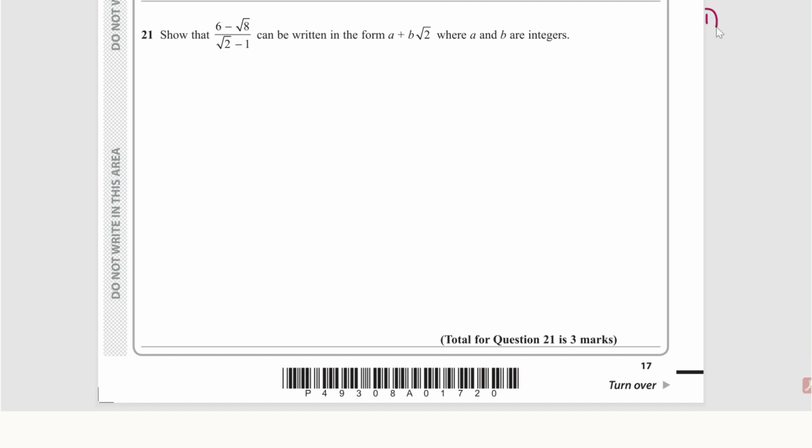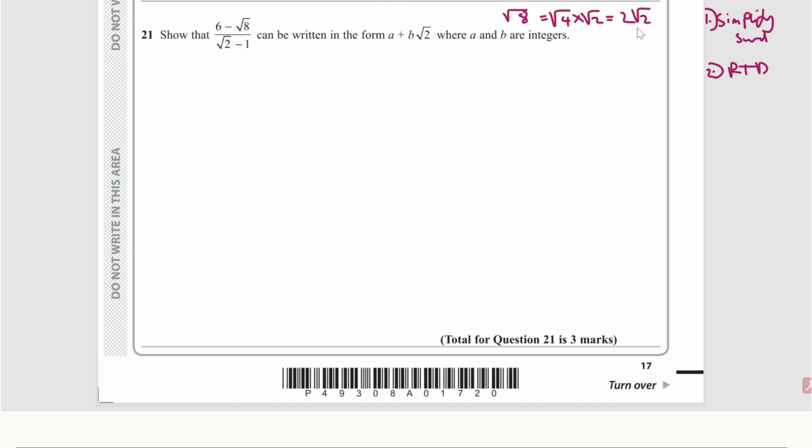So I'll write it here on the side again. Simplify the surd, then rationalize the denominator. So root 8 is the same as root 4 multiplied by root 2, which is 2 root 2. Now we just need to substitute 2 root 2 where we see root 8. So this is the same as 6 minus 2 root 2 over root 2 minus 1. Now that we've simplified this surd, we can go ahead and rationalize the denominator.